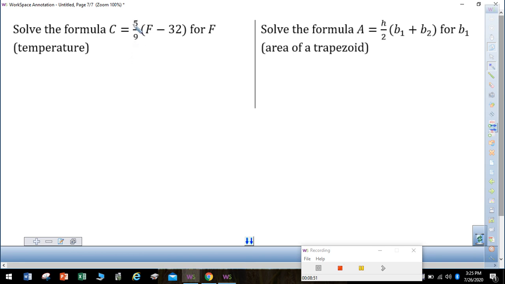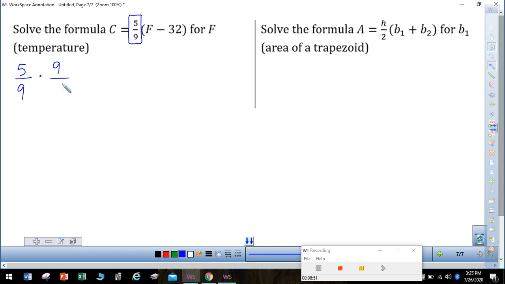One thing that's a little different about this formula that I want you to notice right away, we've got this fraction 5/9 out in front. Anytime you have parentheses, we want to deal with whatever's outside of the parentheses first. The easiest way to get rid of the 5/9 on the right-hand side is to multiply both sides by the reciprocal. The reciprocal of 5/9 is 9/5.